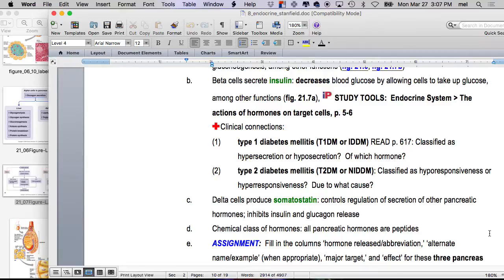Hers is type 1. She actually had a 2, she got approved for that, but the 1 works better for her. Where does it go though? She has to sleep with it. It's just injected into your abdomen, but she sleeps with it. It's tiny.